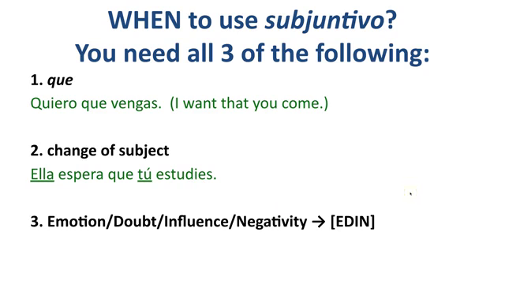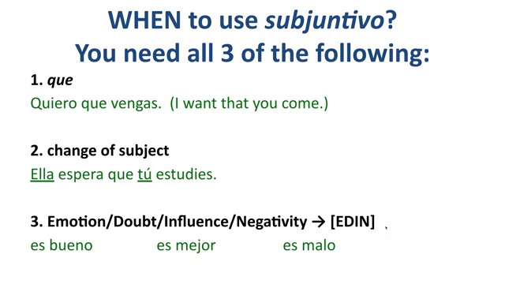Third, in order to use the subjuntivo, you have to have some kind of expression of emotion, doubt, influence, or negativity. And I abbreviate this with EDIN. You can call it Eden, like it's English. You can call it edin in Español. But these four words, emotion, doubt, influence, and negativity, sum up semesters of study on the subjuntivo.